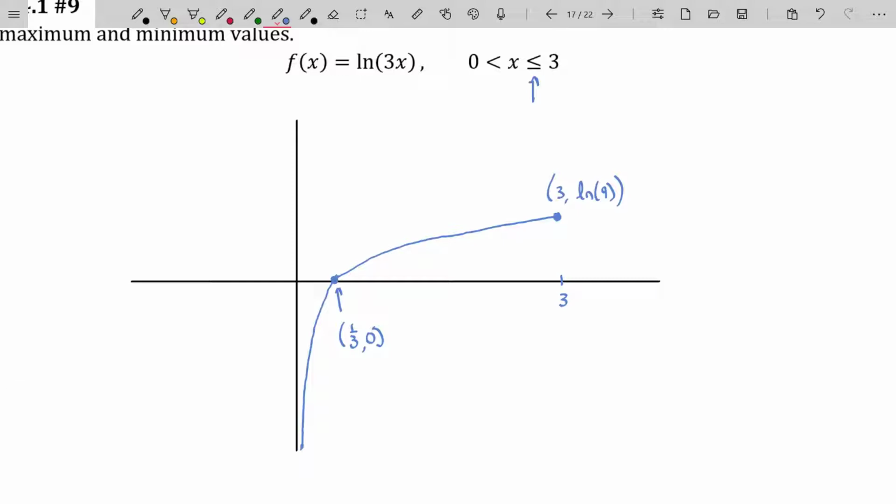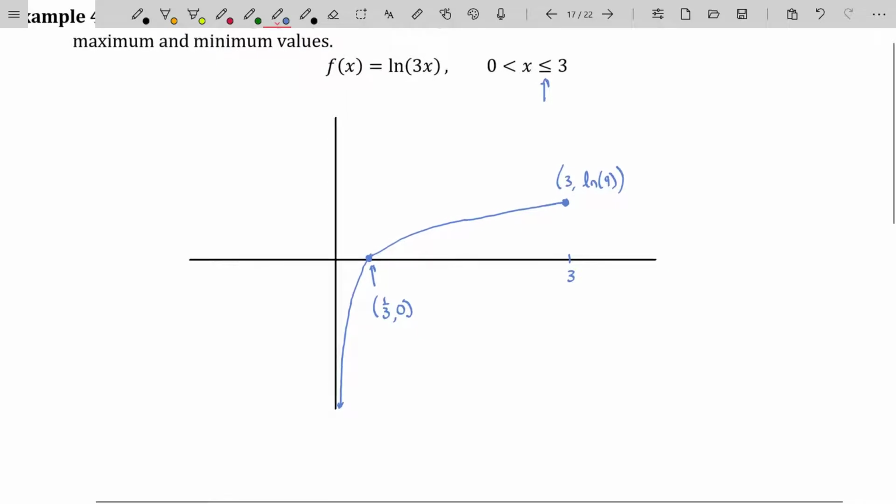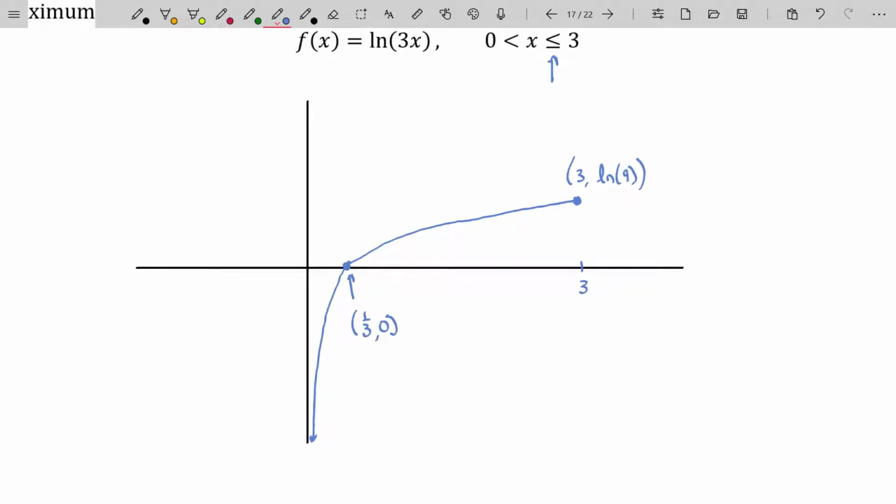But remember, the natural logarithmic graph has a vertical asymptote at 0, so obviously you cannot plug in 0 into our natural logarithm there. As far as absolute maximum on this interval, you can see that it does achieve an absolute maximum at the point 3 comma natural log of 9. That's our absolute maximum. It will never reach an absolute minimum because it falls forever and ever and ever. So there's no absolute minimum.